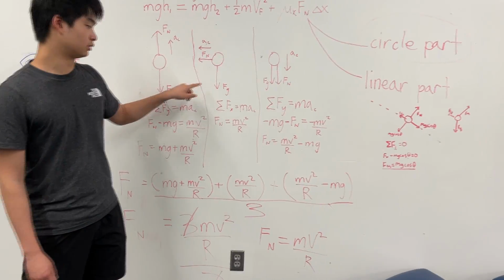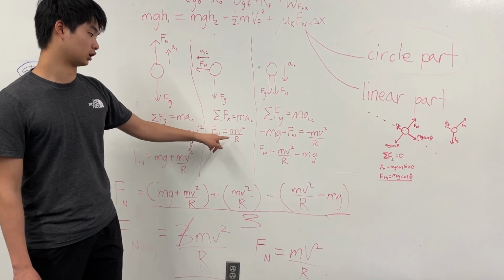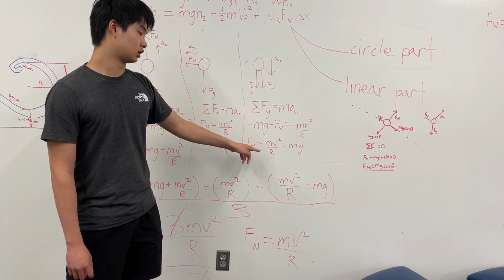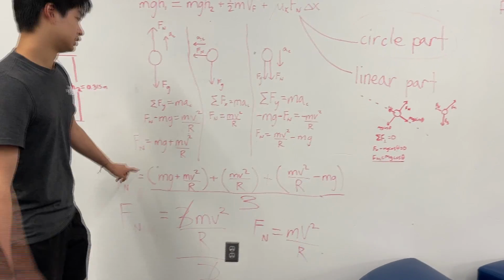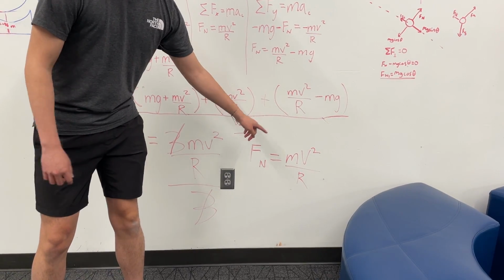On the right side of the track, we found that Fn is the centripetal force, which is mv squared over r. And then for the top of the track, we found that Fn is equal to mv squared over r minus mg. So taking the average of all these Fn's would result in Fn equals mv squared over r.